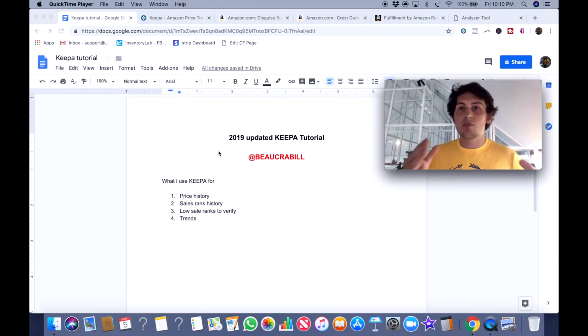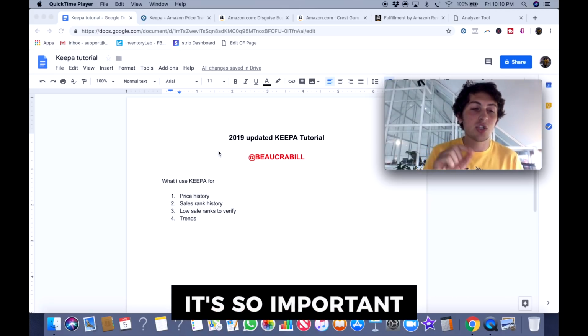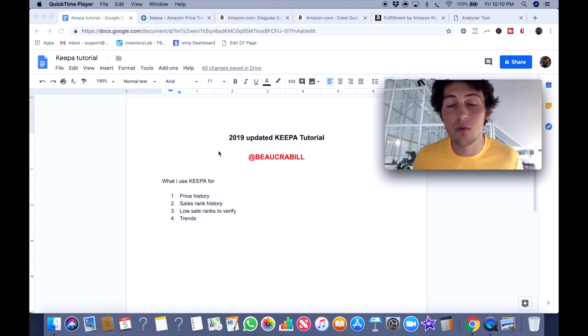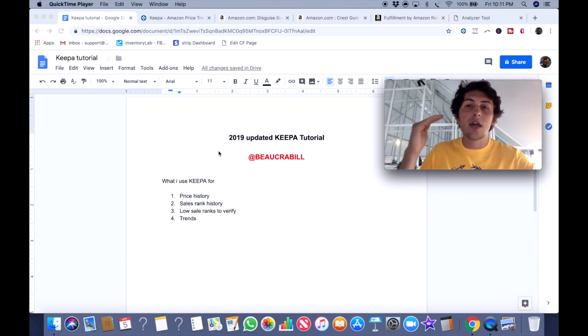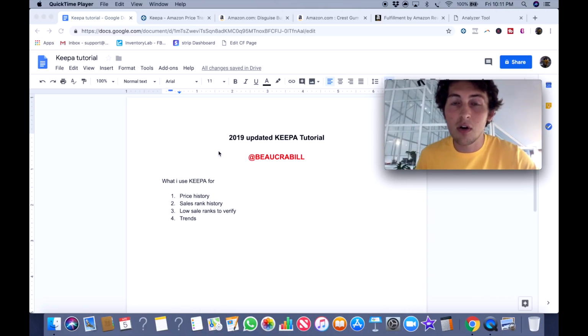Now, Keepa has just made some changes, and they now charge $17 per month. And to be very honest with you, if Keepa charged $1,000, I would still pay for the tool just because it is so important and crucial to your Amazon business, especially if you're selling big name brand products as a third-party seller, just like how I am.